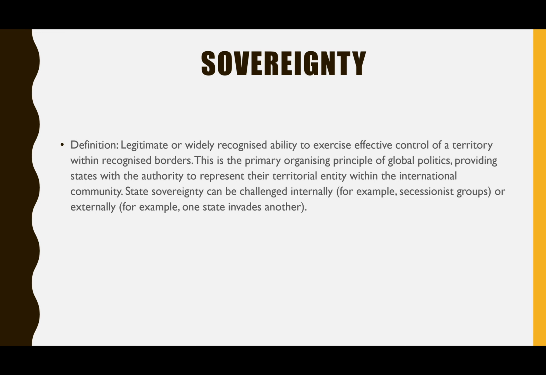So let's look at our first keyword, which is sovereignty. In order to understand challenges to state sovereignty, we need to know what it actually means. And it is that you have legitimate or a widely recognised ability to exercise control within that area. So sometimes though in order for a state really to have sovereignty, they need to be recognised. And it is the organising principle of global politics. Without sovereignty, states can't really exist or represent themselves. States will represent themselves in the United Nations, and that really demonstrates that they actually have sovereignty.